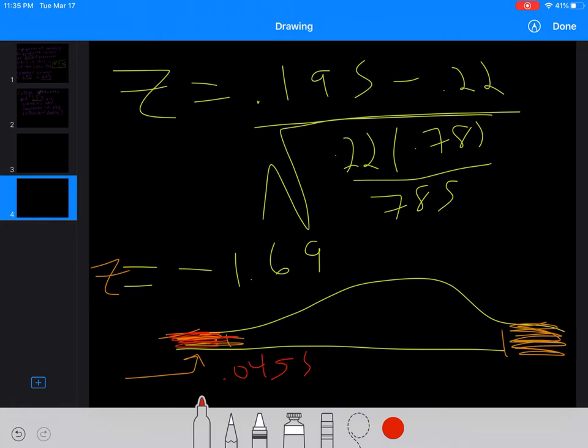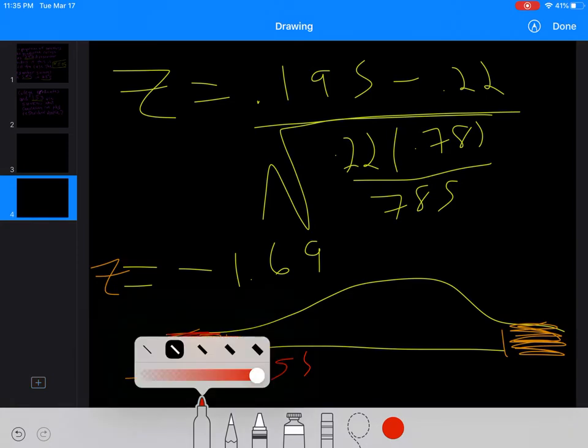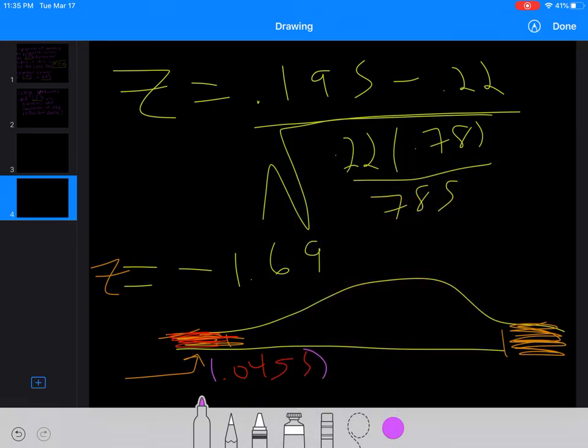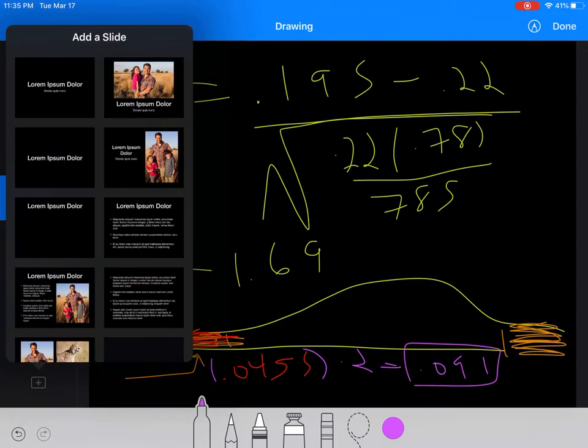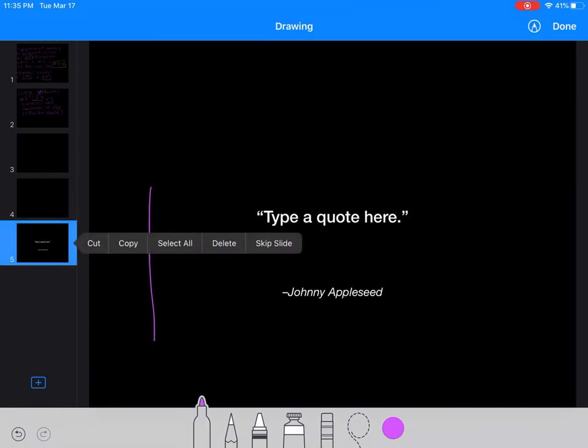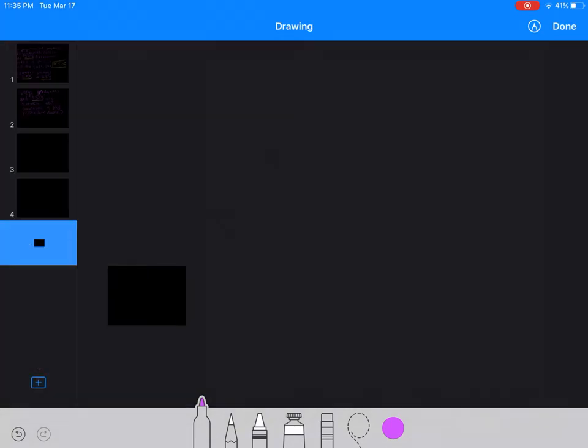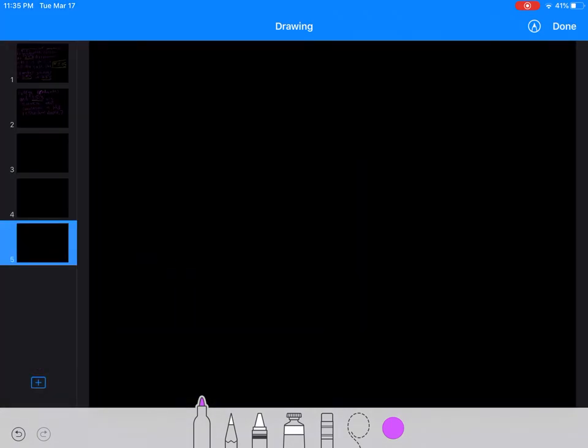Since it's a two-sided test, we have to multiply that area by 2 to get our p-value. When we multiply that by 2, we get 0.091. So 0.091, let's not do this again. All right, no more Johnny Appleseed quotes. All right, so our p-value is 0.091.